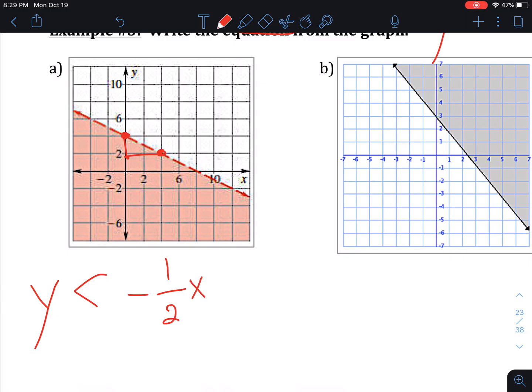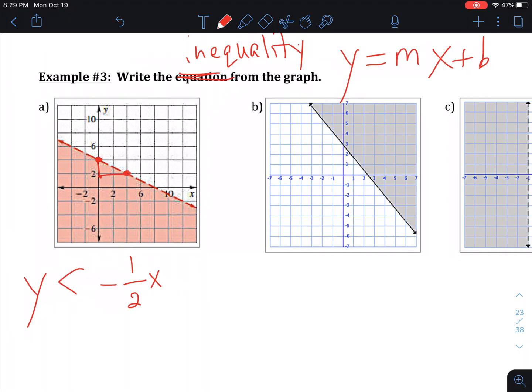Make sure to attach your x with your slope always. And then what's your y-intercept be? That would be this guy right here. If you look closely at the numbers there, that would be between 2 and 6, so that would be a 4.